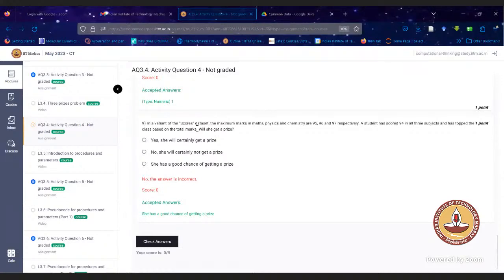In a variant of the scores data set, the maximum marks in maths, physics, and chemistry are 95, 96, and 97 respectively. A student has scored 94 in all three subjects and has topped the class based on the total marks. Will she get a prize?